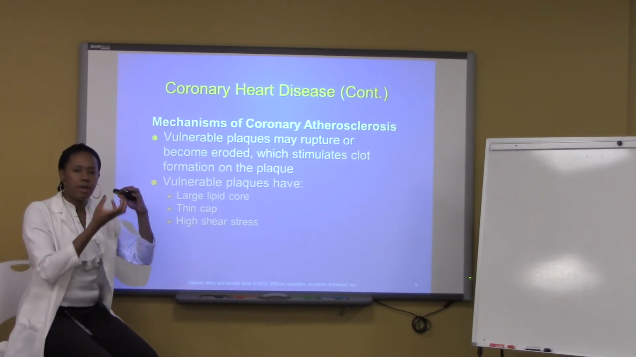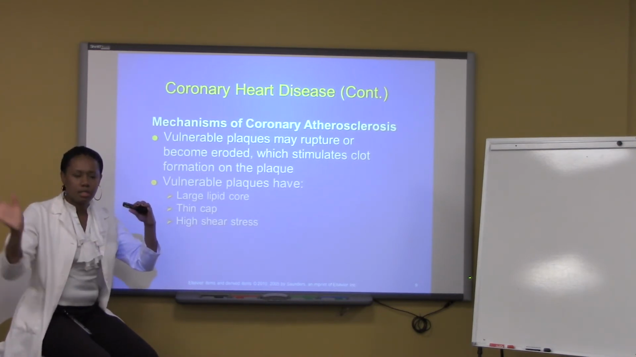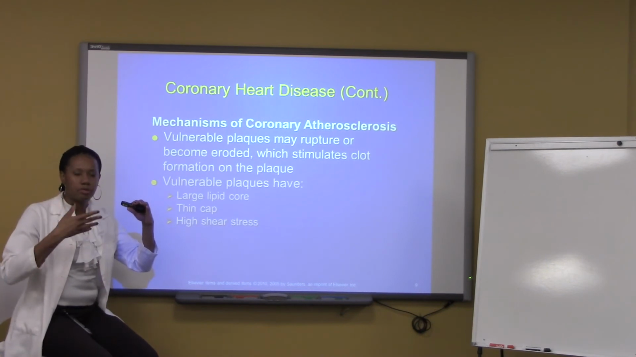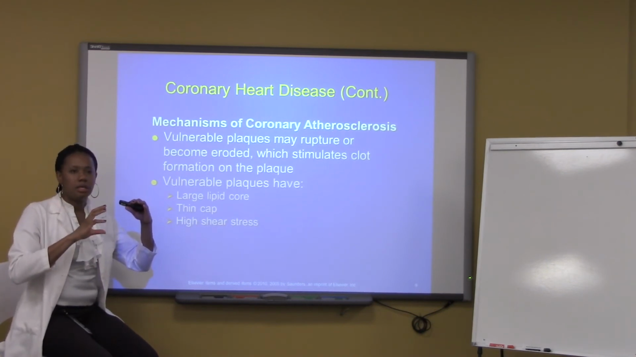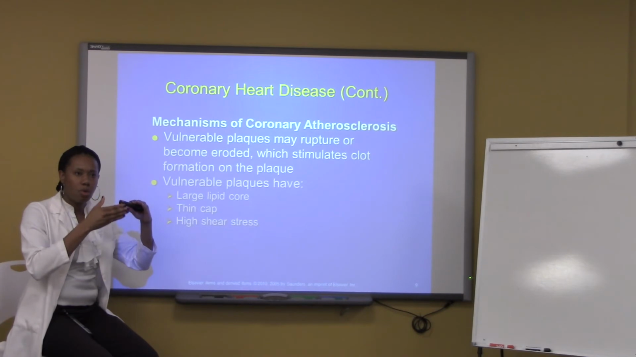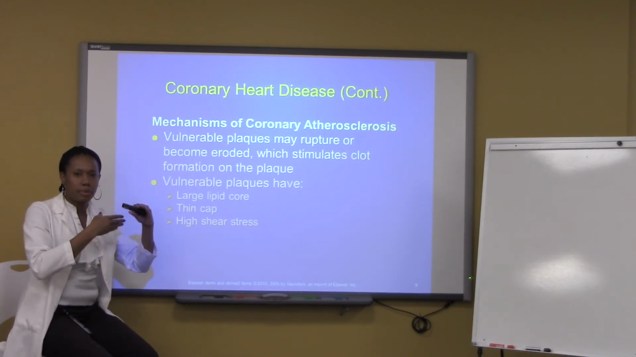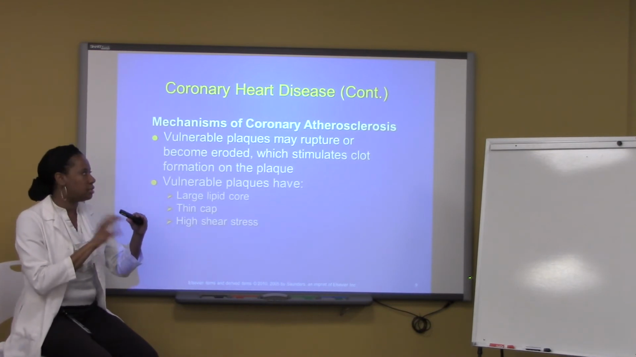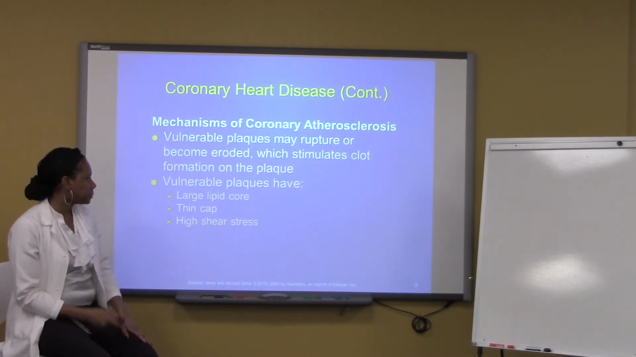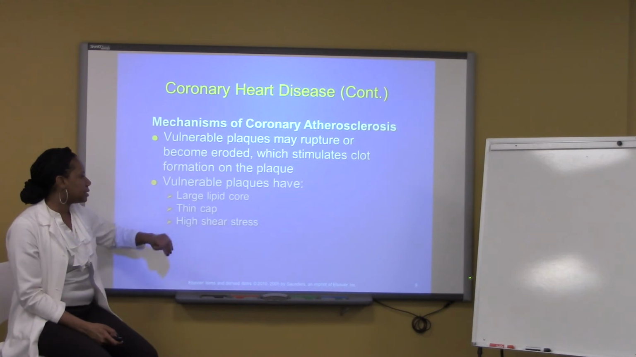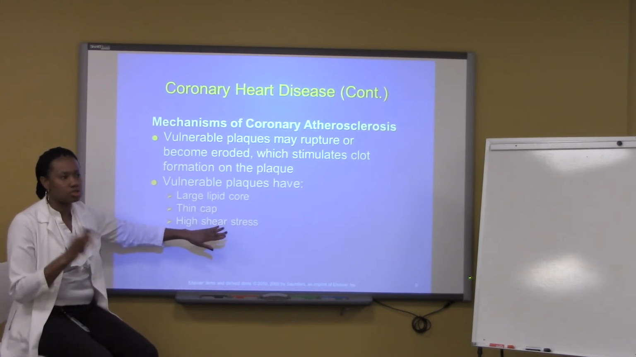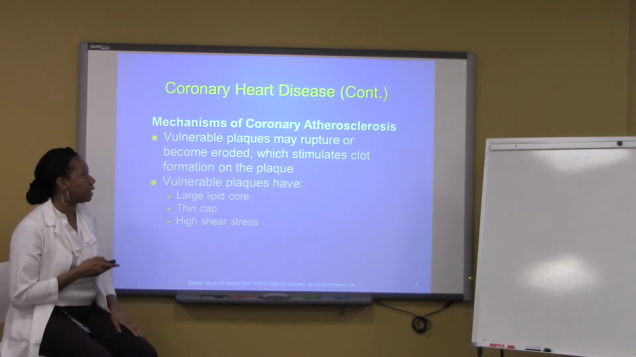What will happen is you have this lipid plaque, blood is flowing through, and then all of a sudden, it can maybe weaken the core or maybe weaken the outside of that lipid plaque, and then it will break off. So just the stress of that blood flow can break it. Vulnerable plaques have a large lipid core, a thin cap, and high shear stress, meaning the stress from the blood flow. Those are the things that can make it break off.